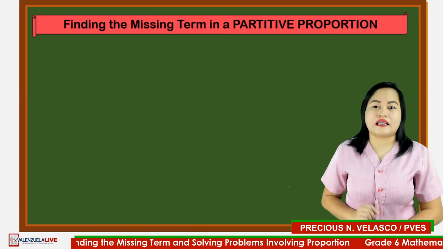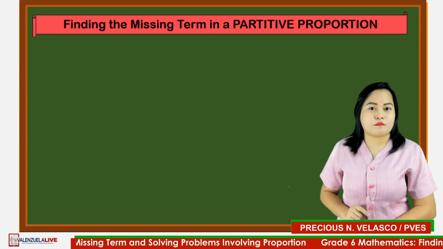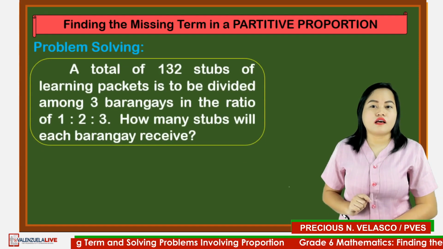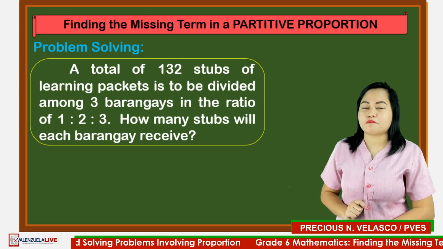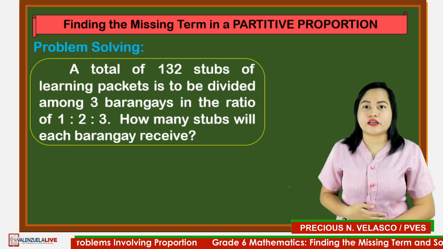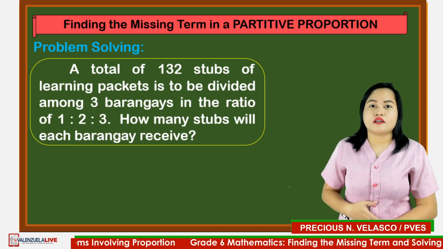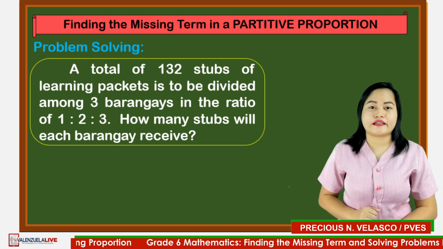Let's move on to the last type of proportion. Let's look at this problem. A total of 132 stubs of learning packets is to be divided among 3 barangays in the ratio of 1:2:3. How many stubs will each barangay receive?